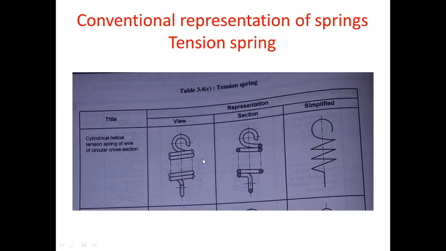If we cut this spring from here, we can see in the side view a circle, that is, its cross section is nothing but a circle. In order to represent the tension spring by using a diagram, we have drawn a simplified diagram. That is, this diagram, whenever drawn on the production drawing, will indicate a tension spring.